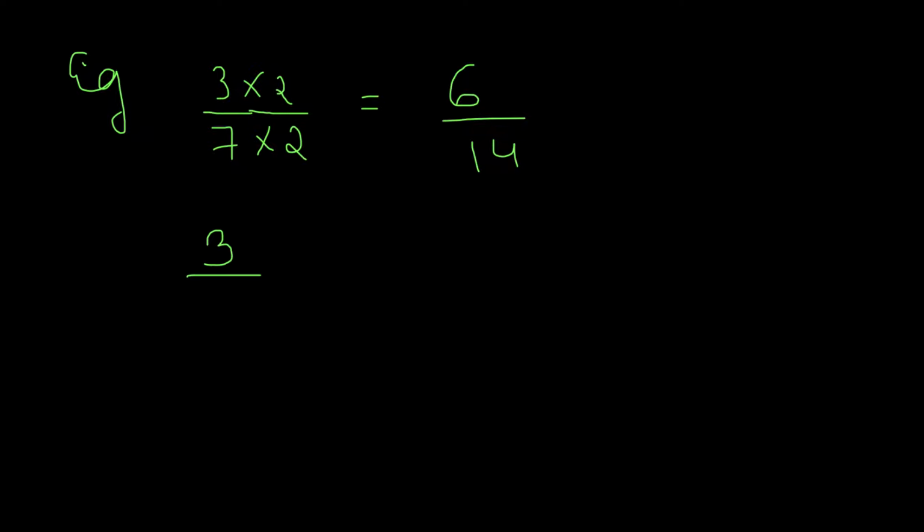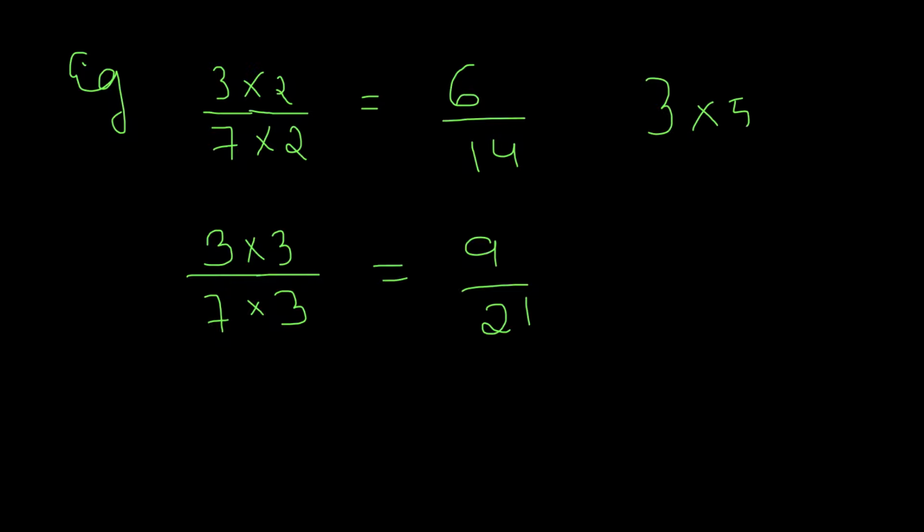So you have to write 3 equivalent fractions. If you multiply the numerator with some other number, 3, and you multiply the denominator with 3, this will be 9 upon 21. One more example, 3 into 5 upon 7 into 5, so this will be 15 upon 35. So what does this show, children? That if you multiply a fraction's numerator and denominator with the same number, the value of the fraction will not change on simplification.